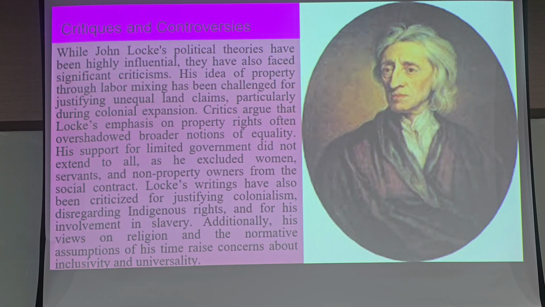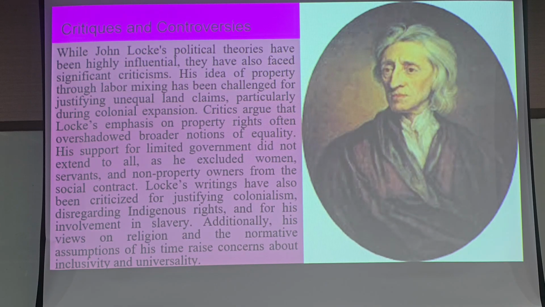Why did John Locke promote freedom and rights? Critics say that his idea is not inclusive, and he used some of them as a means of justifying colonialism. Talking of this inclusivity, his support for limited government did not extend to all, as he excluded women, servants, and non-property owners from the social contract.